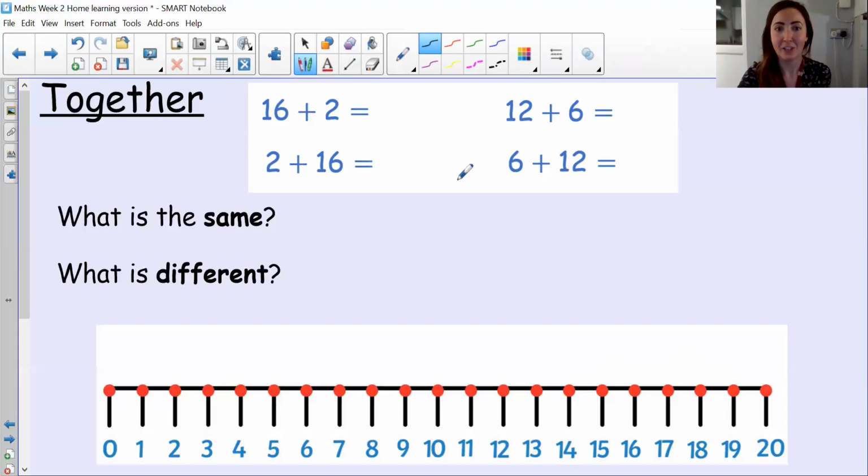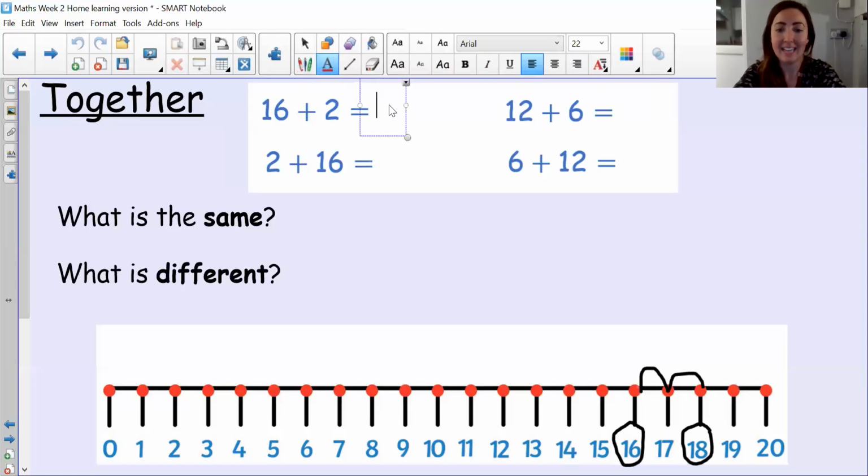Okay, so 16 add 2, we need to start with 16 on the number line. And then how many jumps did we make? We need to make 2 jumps because we're adding 2. 1, 2. And we've landed on 18. So 16 add 2 equals 18. Oops, sorry. 18. Oh, get there in the end. 16 add 2 equals 18.